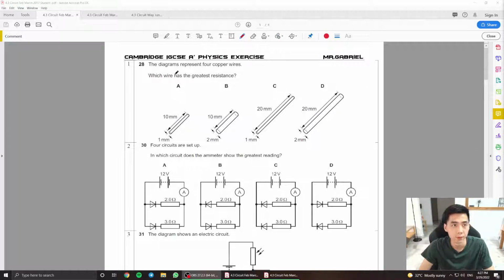Okay, this is going to be chapter 4.3 circuits. Question number 1 here. The diagram represents 4 copper wires. Which wire has the greatest resistance?